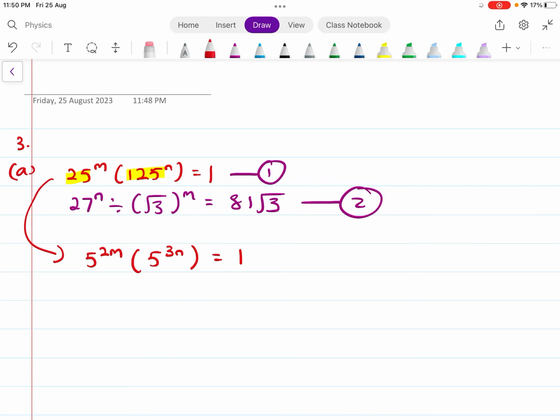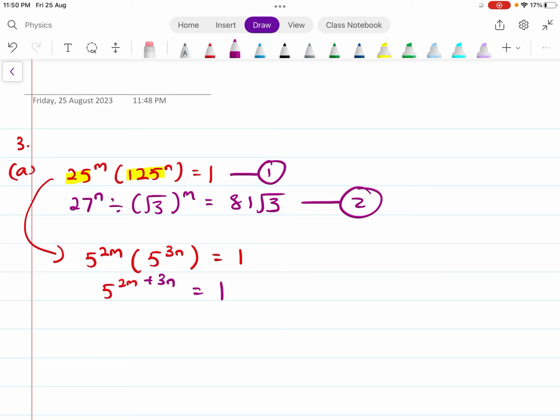For the left hand side, it is a multiplication and they have the same base, meaning you can combine them together. So 5 to the 2m multiplied by 5 to the 3n. You just apply the first law, so it is 2m plus 3n equal to 1.